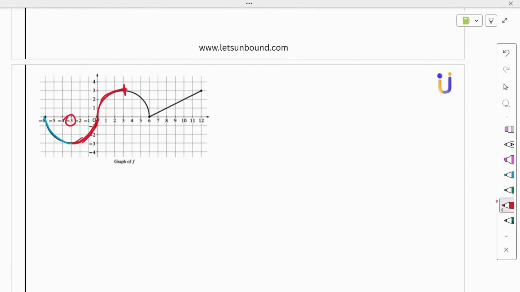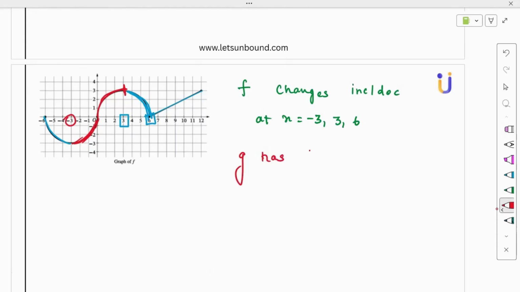And after this point, it's getting decreasing. Going left to right, it's going down. That is decreasing. So 3. Then after this, decreasing to increasing manner. So at 6 also it increases. So F changes its increasing, decreasing behavior at x equal to -3, +3, and 6. This means G has a point of inflection at these points. So G has POI, point of inflection, at x equal to -3, 3, and 6.